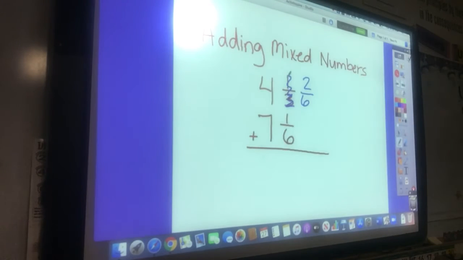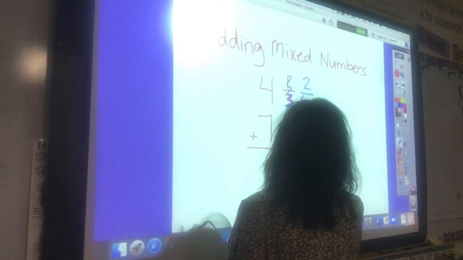Now we're just going to add the fractions just like you did at the beginning of this chapter. So what do we do when we add 2/6 and 1/6? Maddie? It'd be 3/6. Then all we do is add our whole numbers.